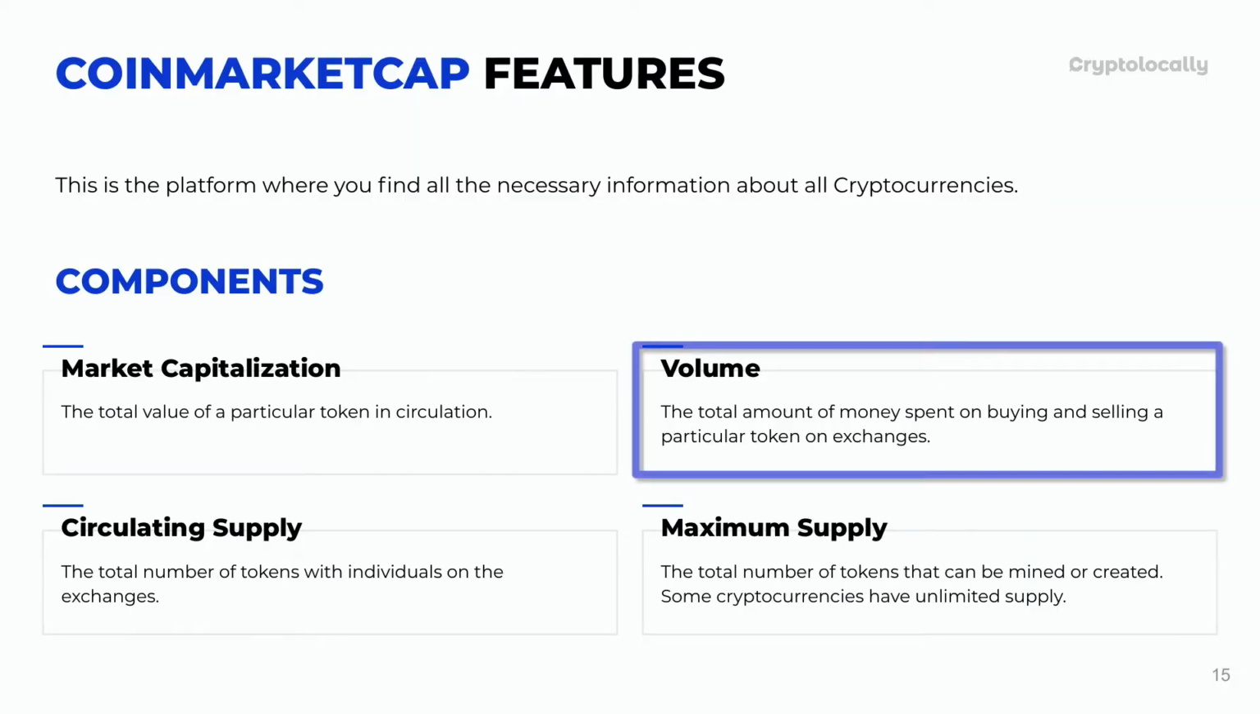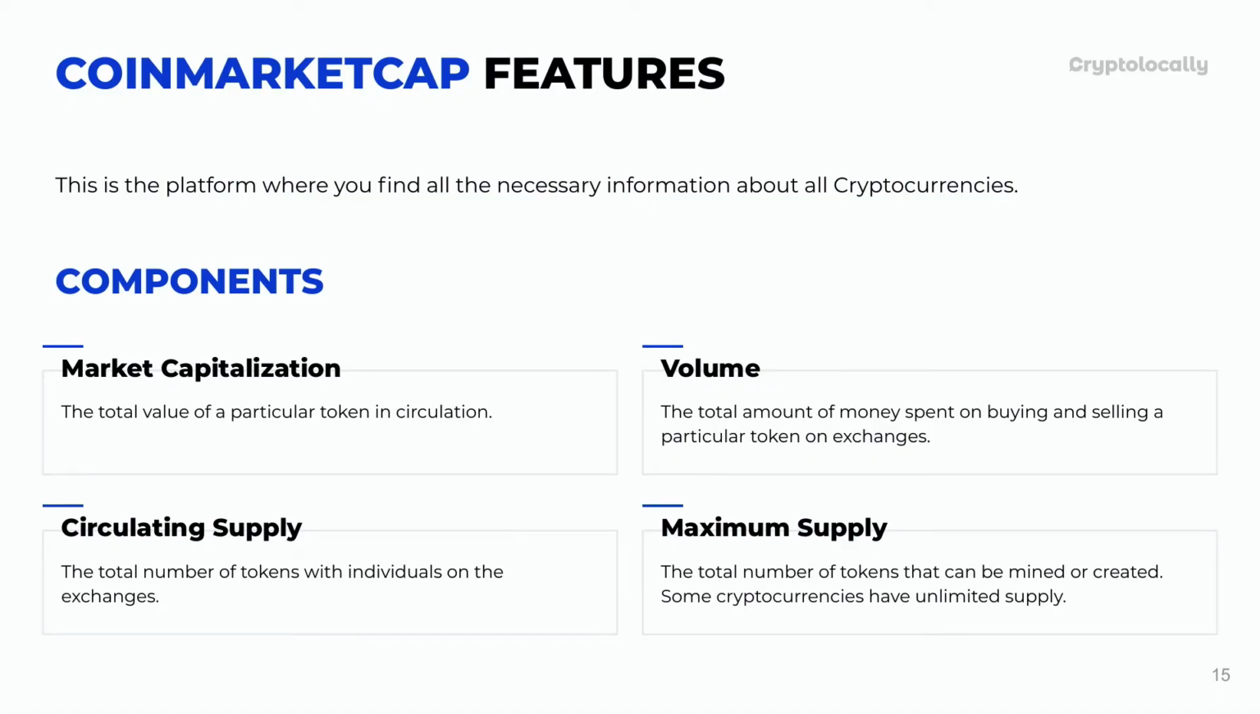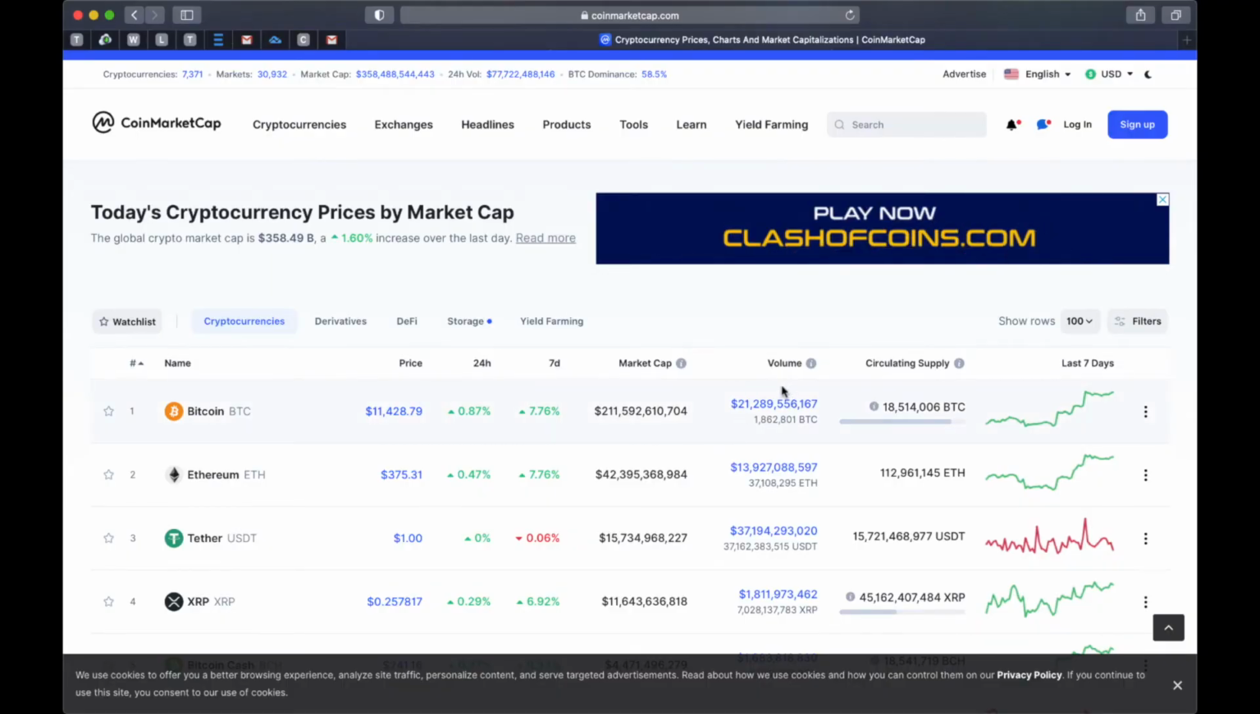So the next one we are going to be looking at is volume. Volume is the total amount of money spent on buying and selling a particular token or coin on an exchange. So what this is telling us, this is volume. Volume is basically the total amount of money spent on buying and selling a particular asset, in this case Bitcoin.